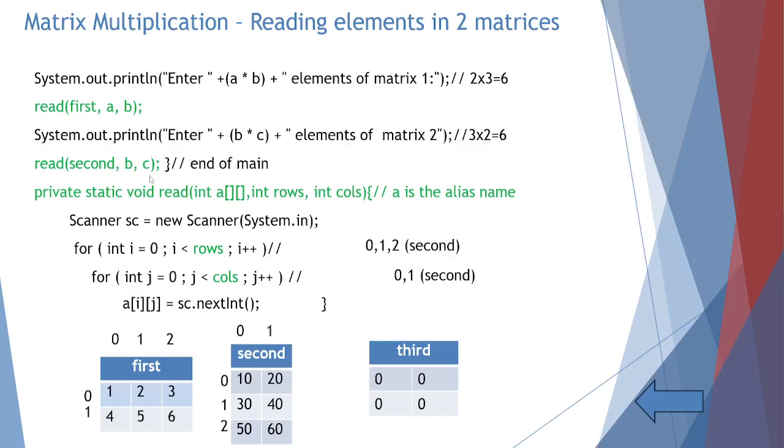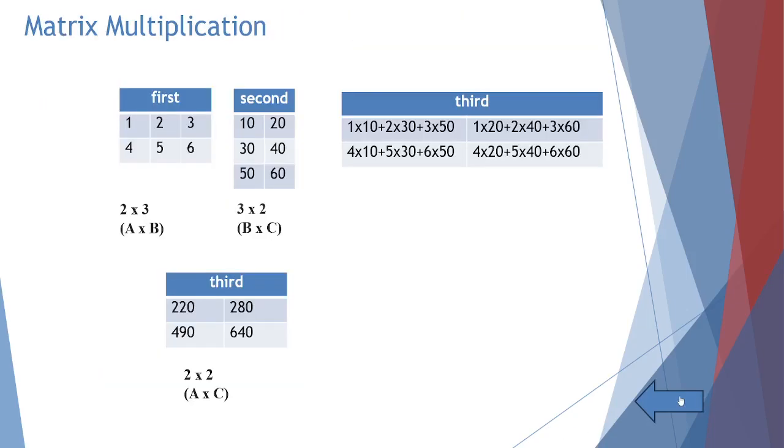How is it possible? In the first one, 2 by 3, 2 rows, 3 columns. And in the second one, 3 rows, 2 columns. So this is how the elements are read in 2 matrices. Then we need to do this calculation. We know this. But in this example, I am taking A, B, C.